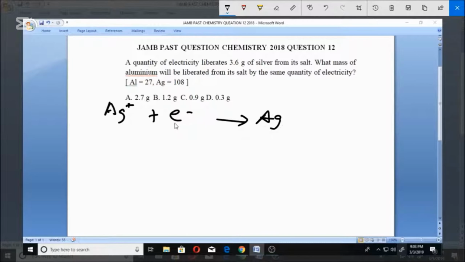So once there is this, you have the deposition of your silver, just 1 electron, so 1 mole of electron in this case. But in aluminium, what do we have? Aluminium has 3 valence electrons, so we have aluminium 3 plus, so we actually have 3 moles of electrons.